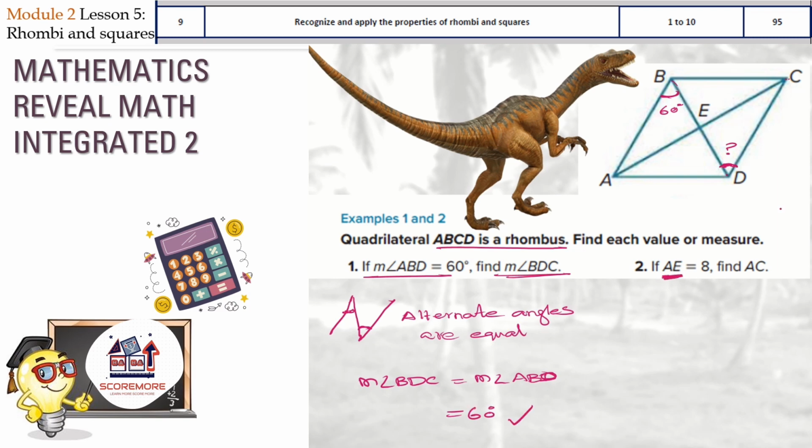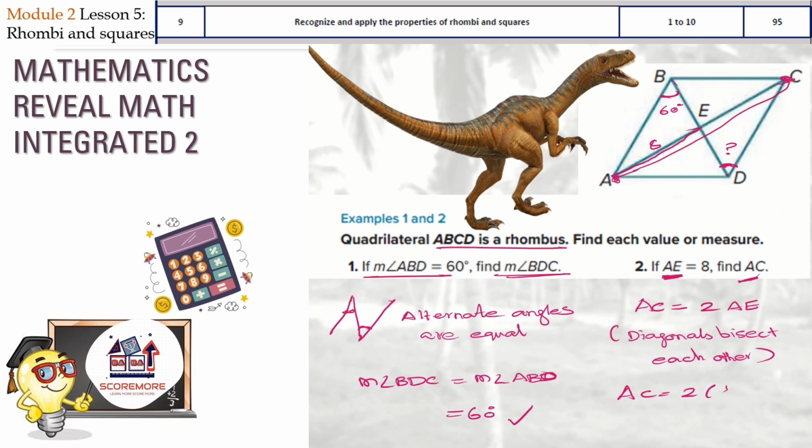Look at question number 2. They gave me AE, which is half of the diagonal, it's 8 units. We are supposed to find AC, which is the full diagonal. Since this shape is rhombus, we know that the diagonals bisect each other at 90 degrees. Which means, if I want to find the complete AC, just multiply 2 times the half. So I end up with 2 times 8 units, which is 16 units.